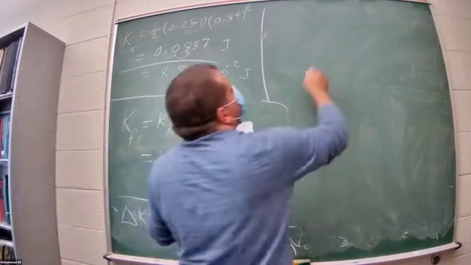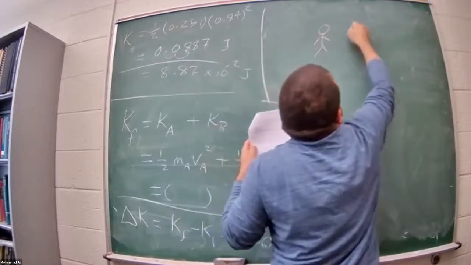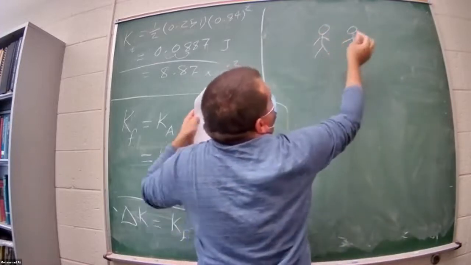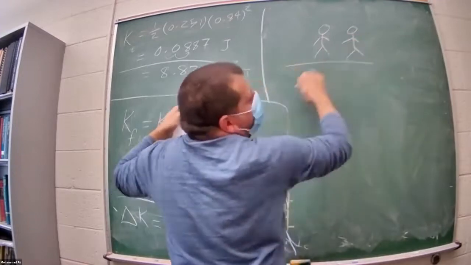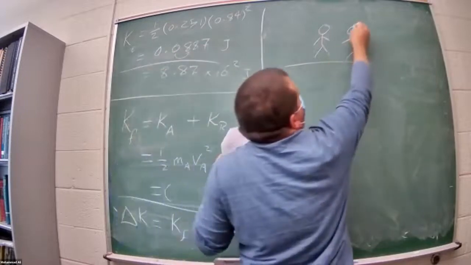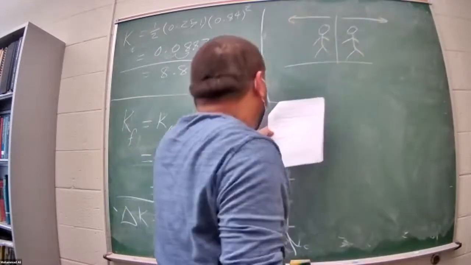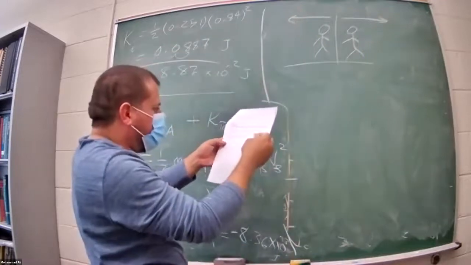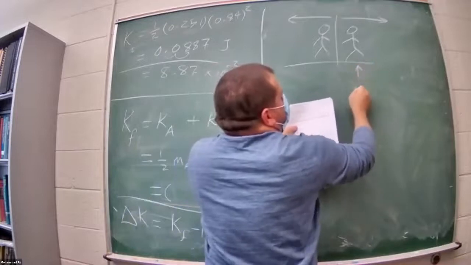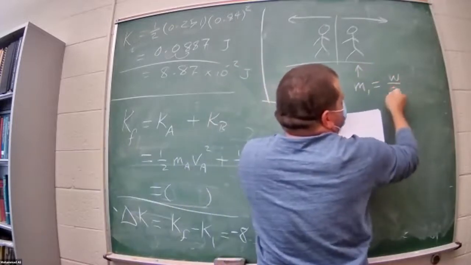Okay, now we have to push each other, two persons on an icy skiing yard. Now they push each other, this one to this direction and this one to this direction. One of them, its mass M1 is equal to its weight over G.